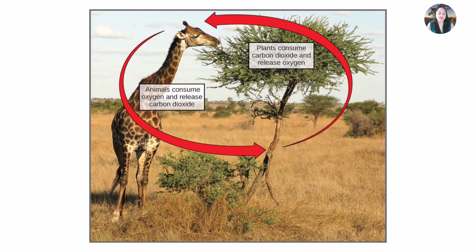This image is just showing that relationship between us organisms that consume oxygen and the glucose that we get from things that we eat. We break that down for our energy, and we happen to release carbon dioxide. Then plants get to consume that carbon dioxide and build glucose molecules, and then they release oxygen. So we depend on each other in this cycle.